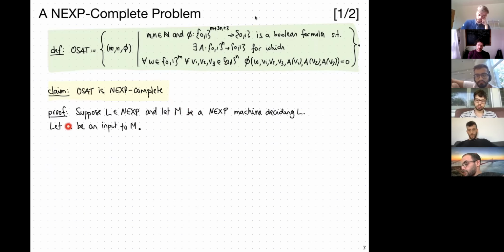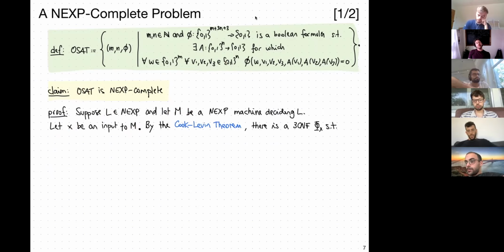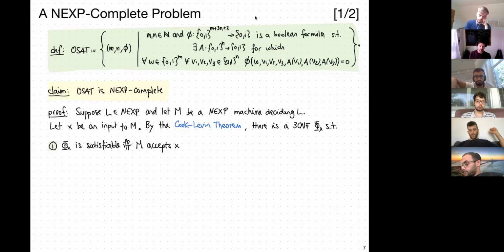So what are we going to do? Let x be an input to this machine which solves the problem L. We want to apply the Cook-Levin theorem, right? The Cook-Levin theorem is a way for us to take a Turing machine M and represent it by some 3SAT formula, a 3CNF formula. We're saying these are all of the conditions of the computation, and we can capture them via some formula in the form of 3CNF.